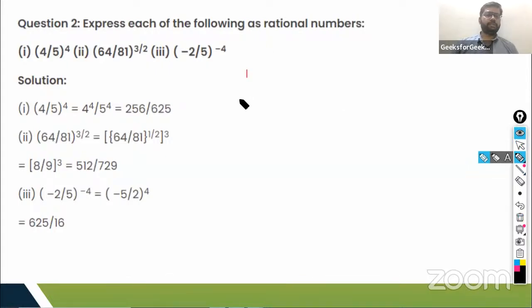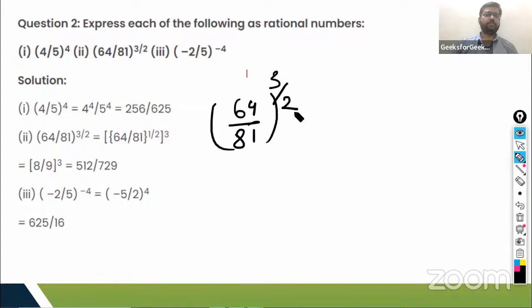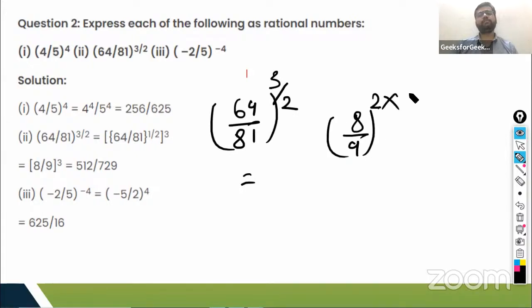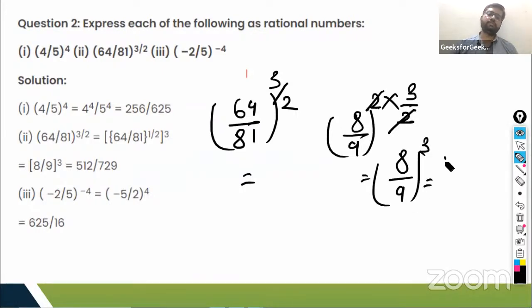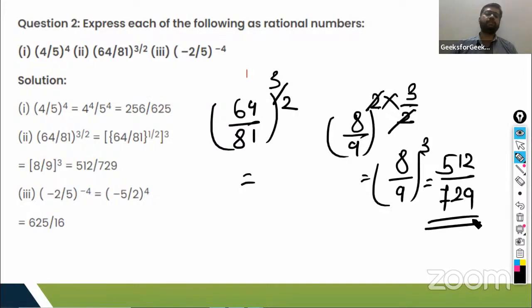64/81 to the power 3/2. Okay, so can we rewrite this as 8/9 whole square into 3/2. 2 से 2 cancel, so 8/9 cube. 8 into 8 into 8 is equal to 512. 9 into 9 into 9 is equal to 729. Now tell me, क्या क्वेश्चन पूछ रहे थे आप बताओ.